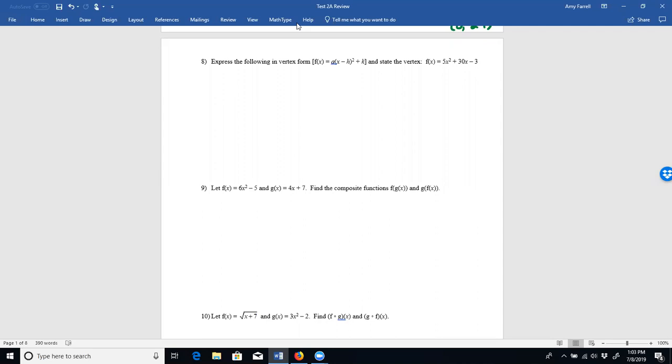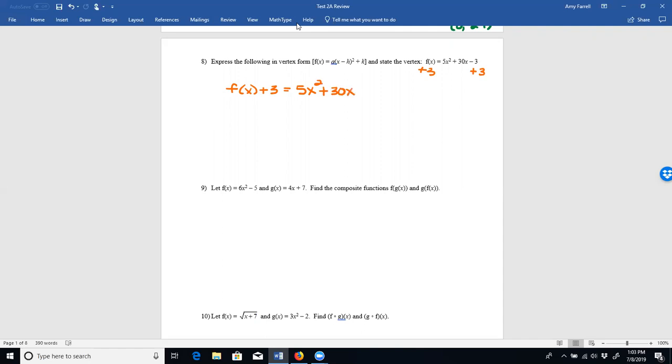To express this in vertex form, the first thing I'm going to do is move the 3 over. I'm going to add it to both sides, get it out of the way. So we have f of x plus 3 equals 5x squared plus 30x.